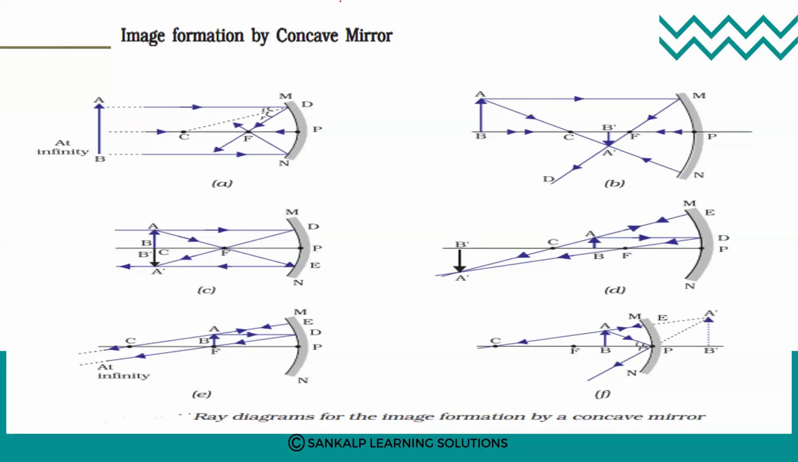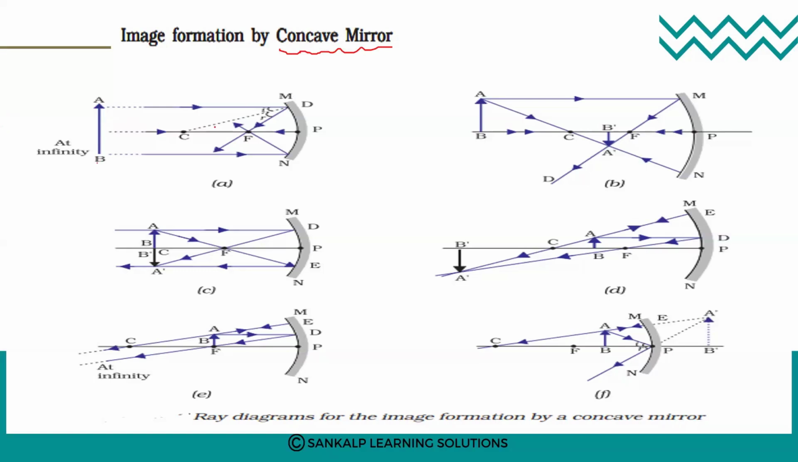Next comes image formation by a concave mirror. So this is an important part in this chapter. The image formation by a concave mirror. Here we are using a concave mirror. And now our object is at infinity. Okay, so here is AB. Now where have we placed the object? That is in the position of AB.